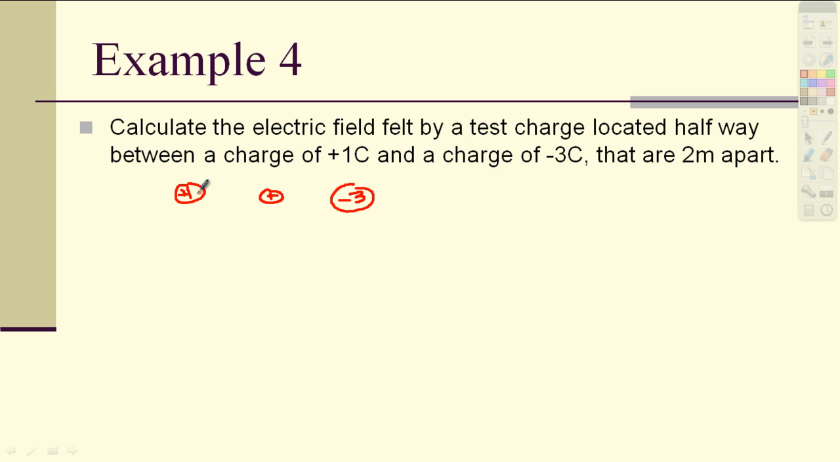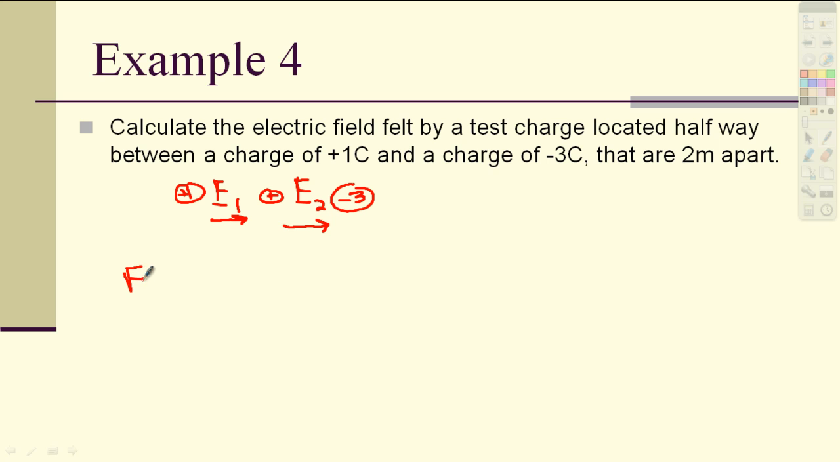So since this guy's positive and this guy's positive, force is going to be pushed that way because like charges repel. And since this guy's positive and this guy's negative, it's also going to be pushed this way because opposites attract. So what you want to do here is break this up into 2 steps. The test charge is going to feel electric field due to the first one, which we're going to call E1, and electric field due to the second one, which we're going to call E2.